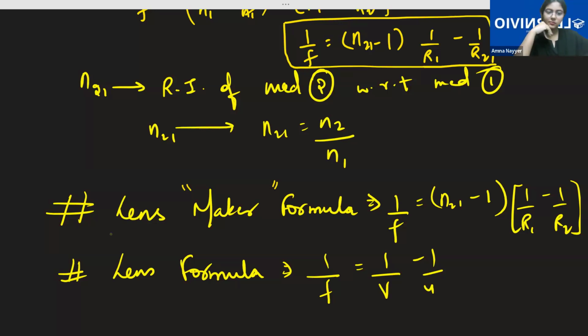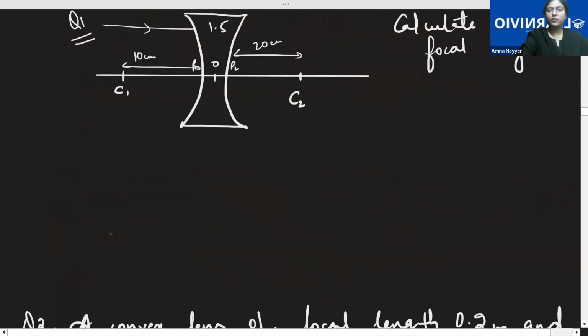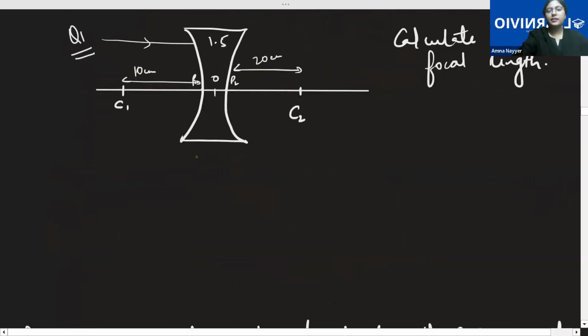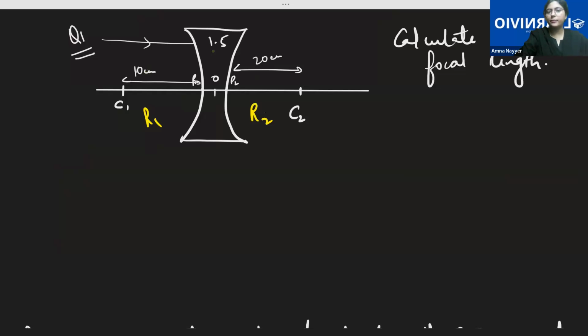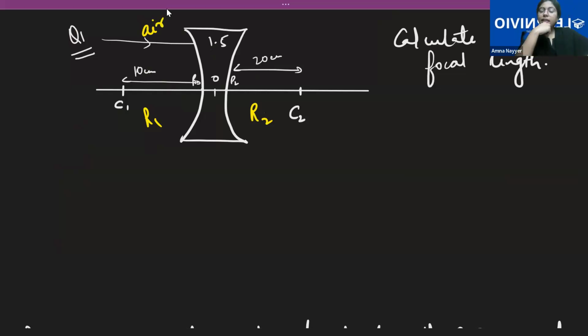Let's practice a numerical from this. See, this is a concave lens. You have R1, R2 radii of curvature: 10 centimeter, 20 centimeter, and 1.5 is the refractive index. Now see class, in these you have to obey the sign convention.